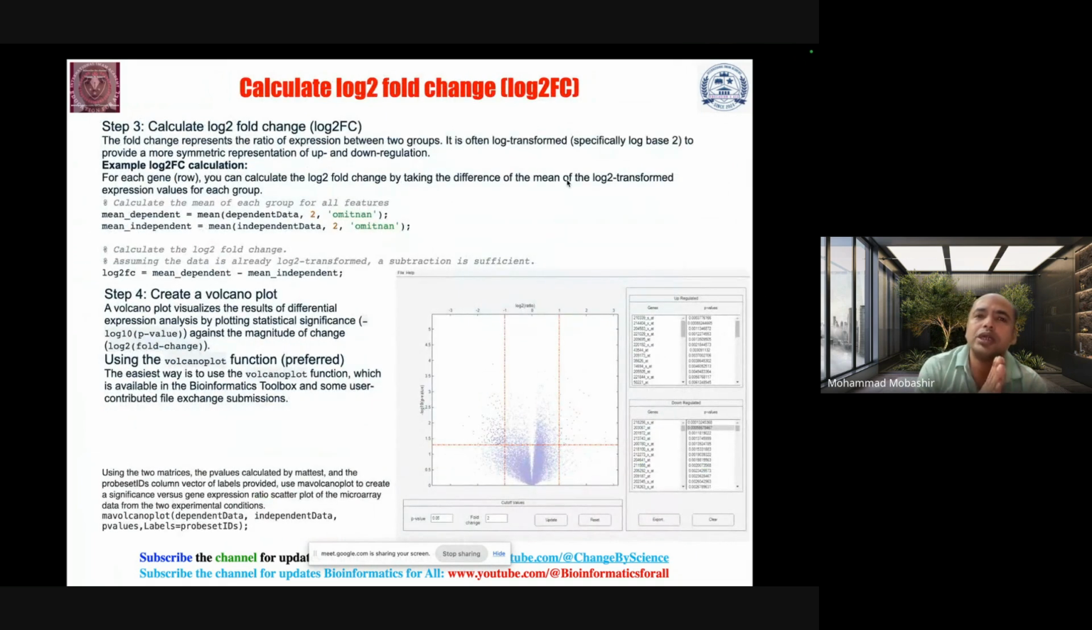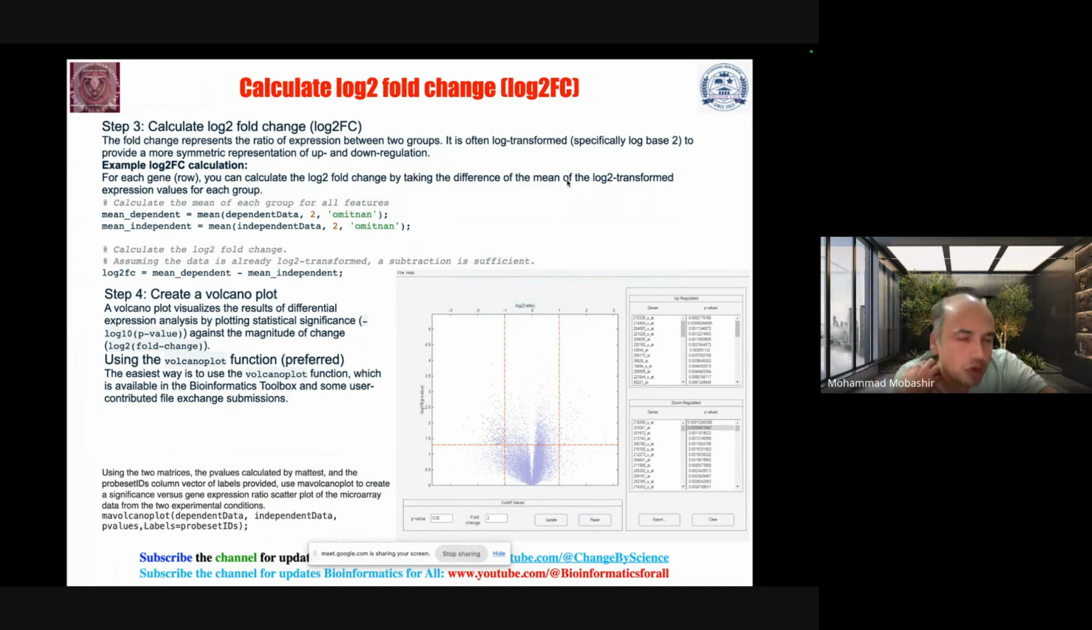Now, how to calculate the log2 fold changes? First thing you need to understand, you cannot always say log2 fold change, unless you have converted the normal gene expression values into log2 values. You cannot say log2 fold change otherwise. Of course, you can say fold change, but you need to first know whether you have converted the gene expression values into log2 scale or not. If it is calculated, then you can say log2 fold change. So fold change is calculated as follows.